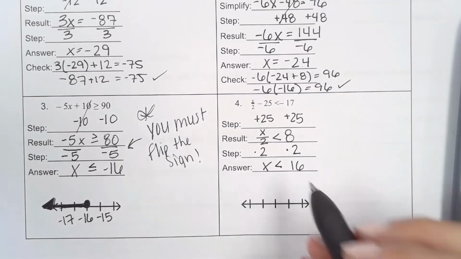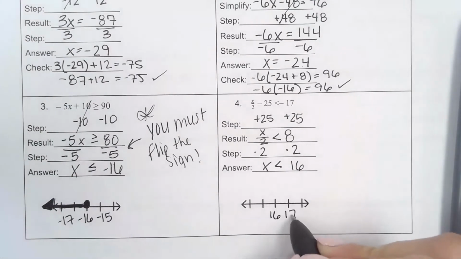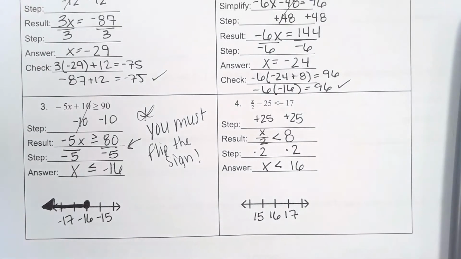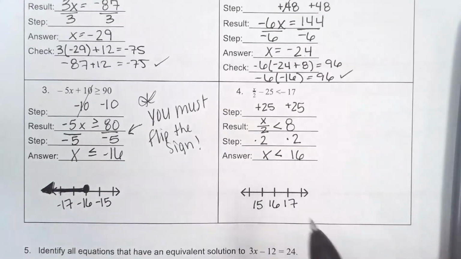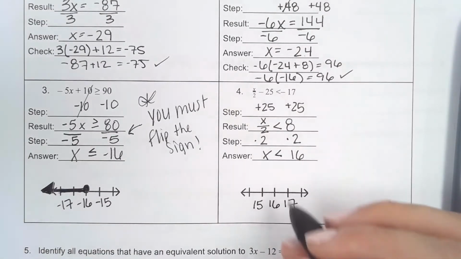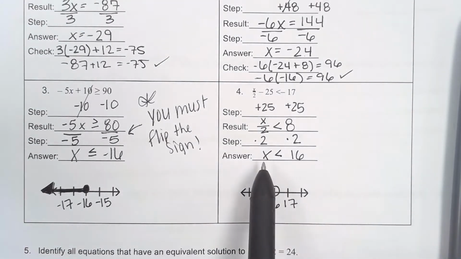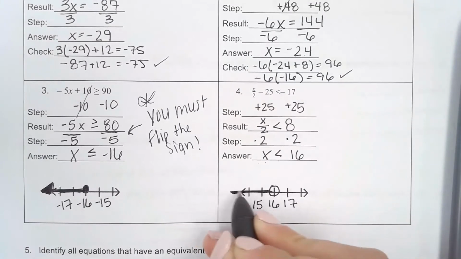So let's graph it. 16 was our answer, so that's our middle number. One number to the right would be 17, and one number to the left would be 15 on the number line. Notice here it doesn't have the equal to line, so that means it cannot equal 16, which means we should have an open circle at 16. And all numbers less than 16 would be to the left of it.